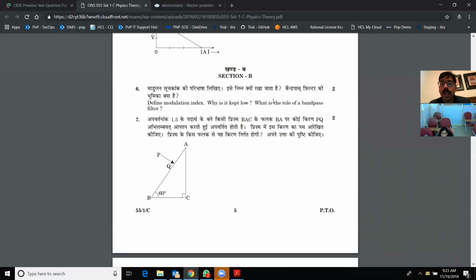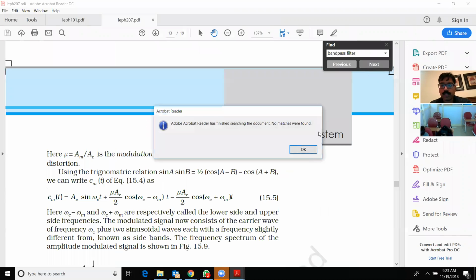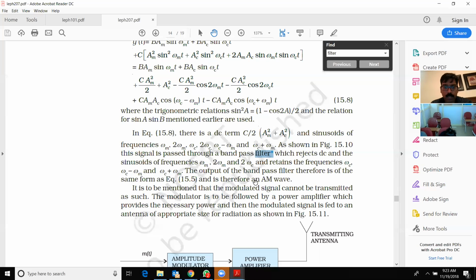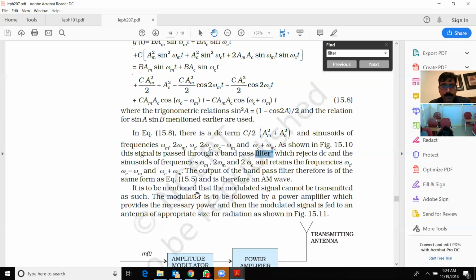The third part is the band pass filter. So let's look for that. What is a band pass filter? Now I'm not finding any reference to these filters. Okay, band pass, two different words, here it is put together. All right, here is the band pass filter.